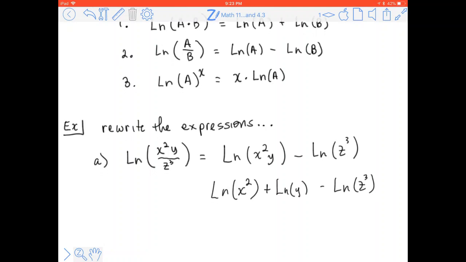Now, some of the remaining logarithms here have exponents, natural log of x squared, so we can take the exponents using the power rule here, rule number 3, and write those exponents as coefficients.